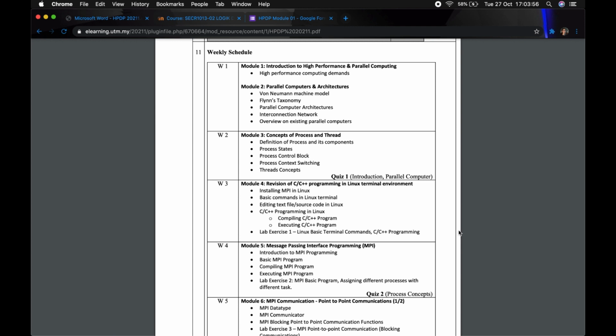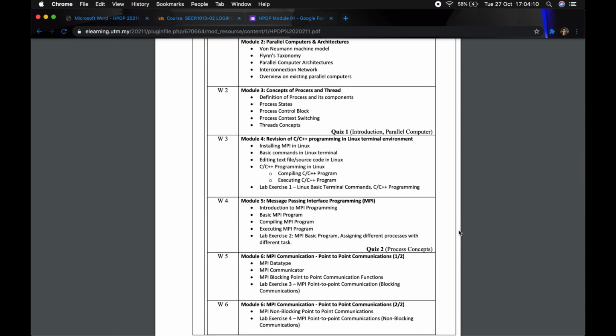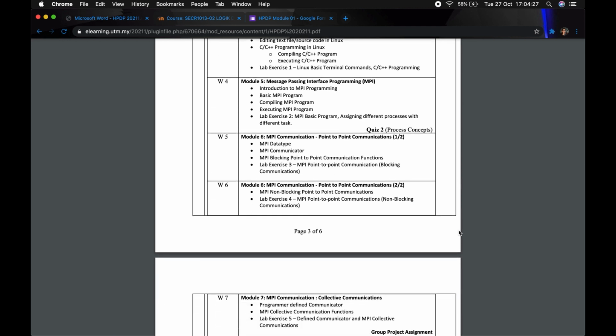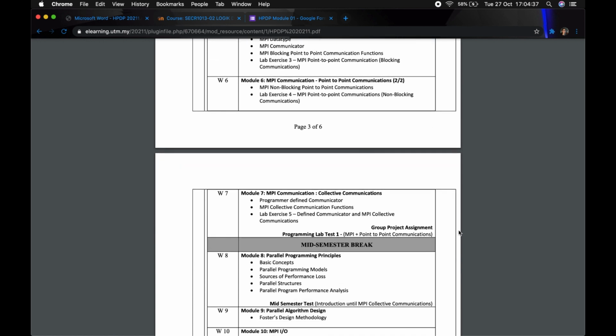We're going to use Linux, and basically we can use Ubuntu, because I think Ubuntu is the user-friendly one for Linux base. Module 5 is Message Passing Interface programming, MPI. This is the one that I already mentioned to you in our first class, that we're going to use MPI. Module 6 is MPI point-to-point communication, and the last one before your midterm semester break is module 7, MPI collective communication.